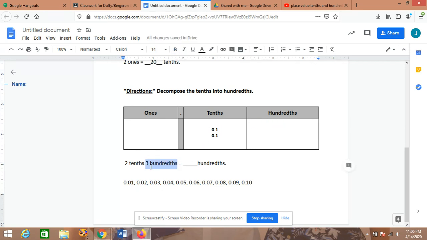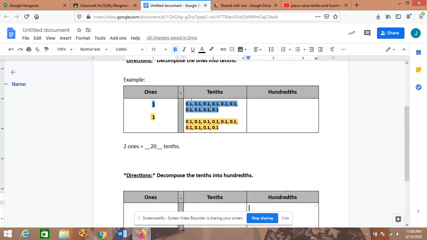We want to turn these 2 tenths into hundredths. Just like 10 tenths make 1 one, 10 hundredths make one of these little tenths. See that one I just highlighted there? Just this one little tenth would become 10 hundredths. So imagine if we decomposed all those, that would be a lot. That would be like 200 hundredths.